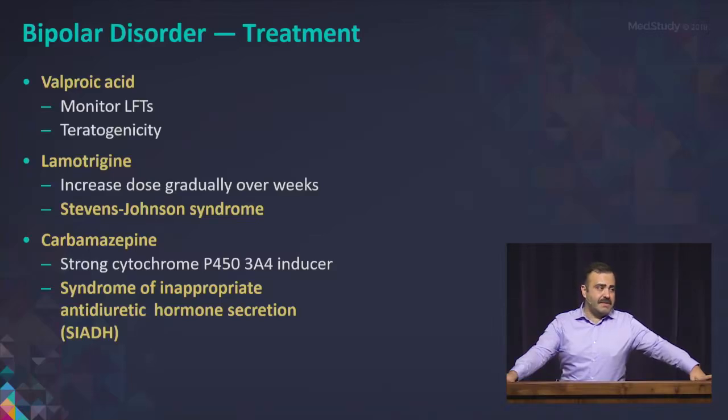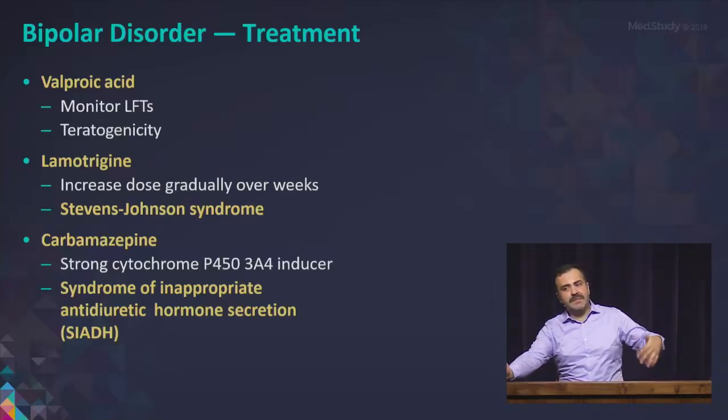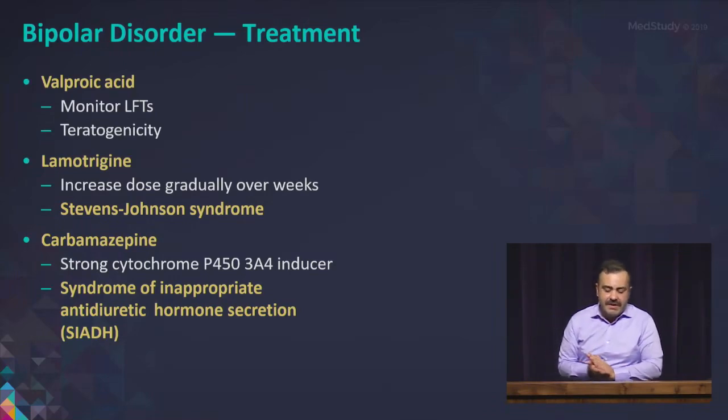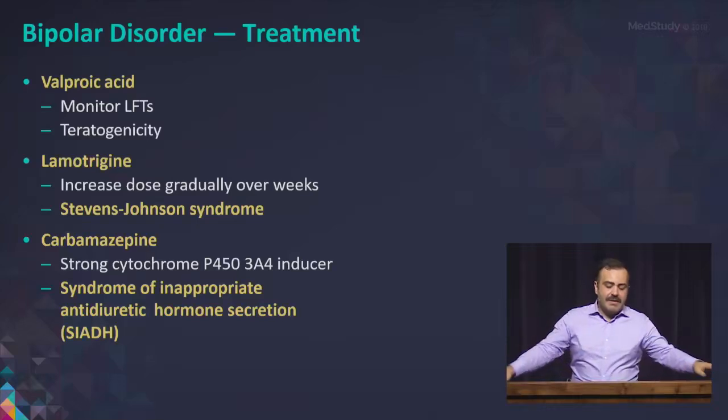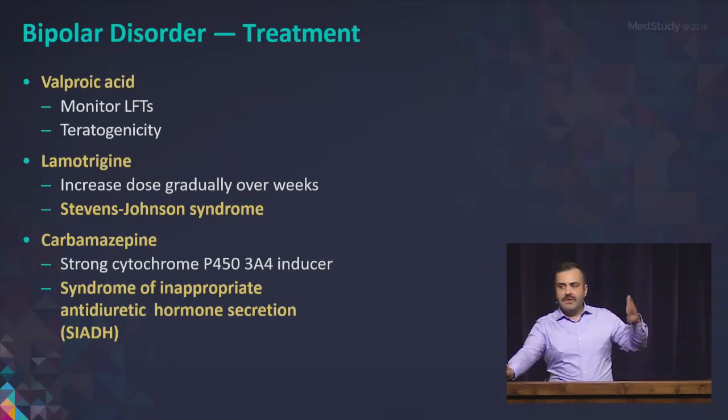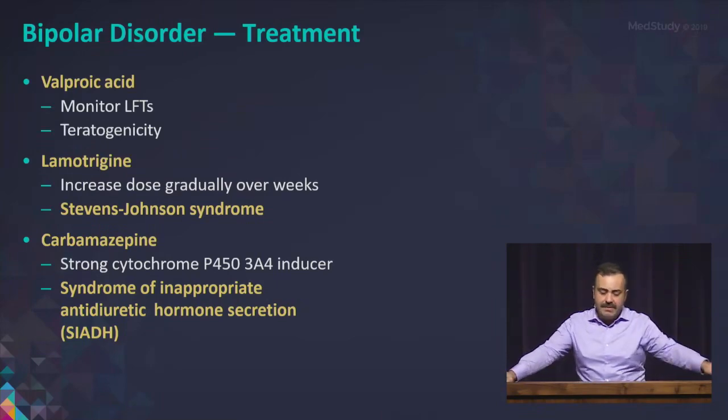Another mood stabilizer is lamotrigine. The key word with lamotrigine is Stevens-Johnson syndrome. If you start the patient on this medication and go up very fast, you might have Stevens-Johnson, and the take-home is to increase the dose very slowly. And if you have a patient who was stable on the medication and they stopped it for 1 week, and you want to put them back on the medication, you need to go slow again. You cannot just go back to the dose.